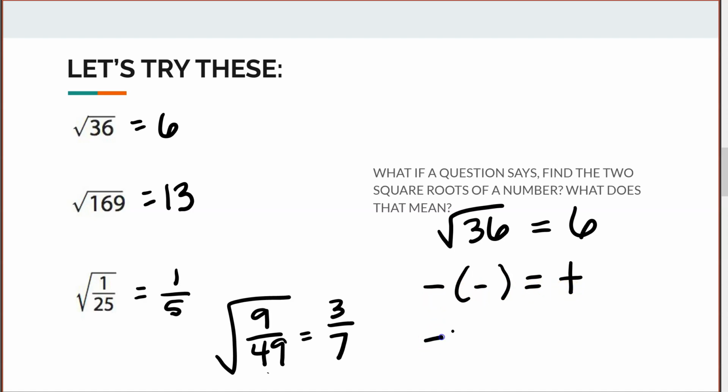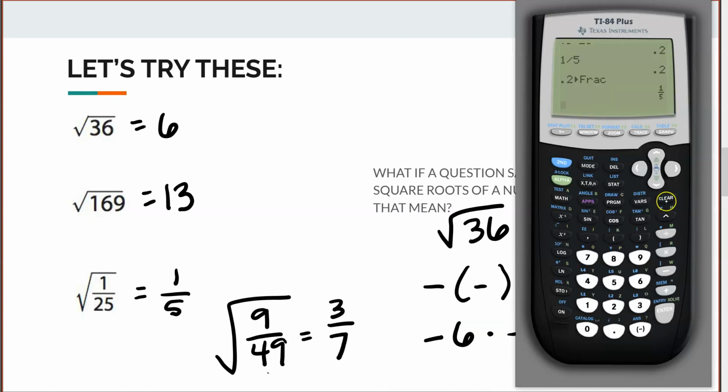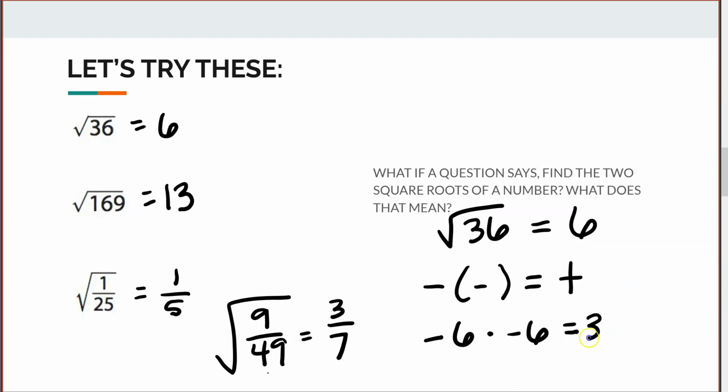So, what about negative 6 times negative 6? What do you think that equals? So, let's look at the calculator. Negative 6 times negative 6. Yes, that equals 36 as well. So the 2 square roots of 36 will be 6 and negative 6.